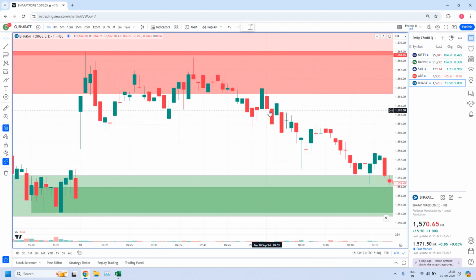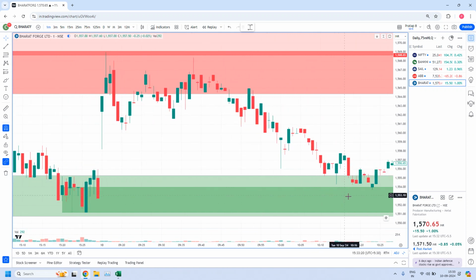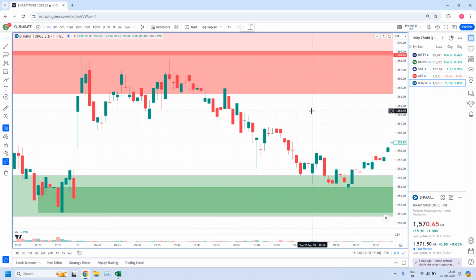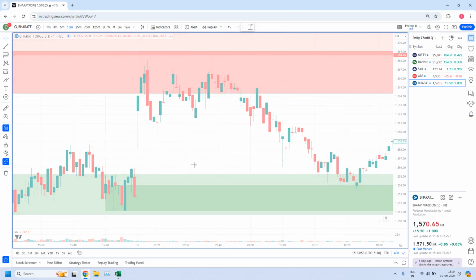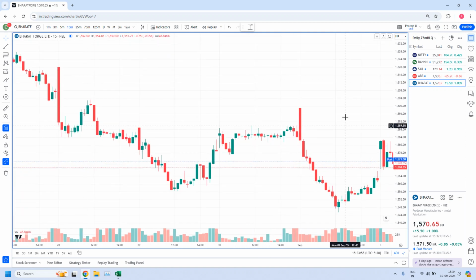After that market was moving towards the 15 minutes target, and it reached the target at 10:33. So that means in 1 hour 15 minutes the trade is completed. Okay, I forgot to show you the target.